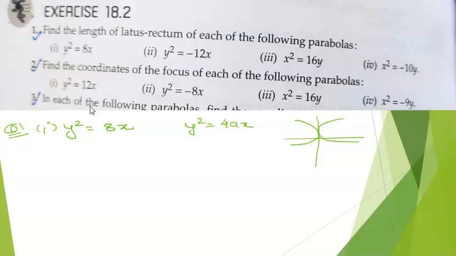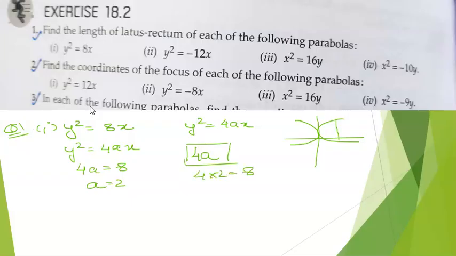So the general equation is y square is equal to 4ax. Compare with this, we get 4a is equal to 8, so the value of a is equal to 2. And we know length of latus rectum is 4a. What is the value of a? 2. So 4 into 2 is equal to 8. Either you do this or directly you can compare from here.